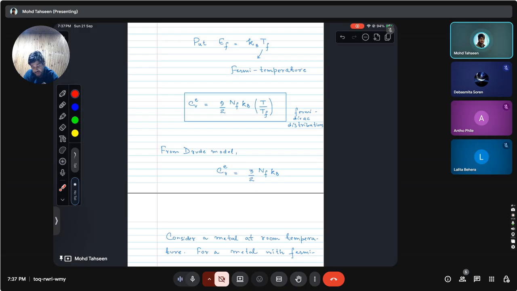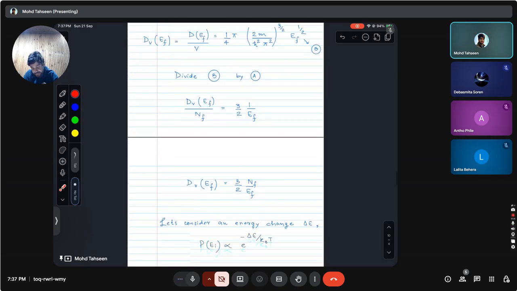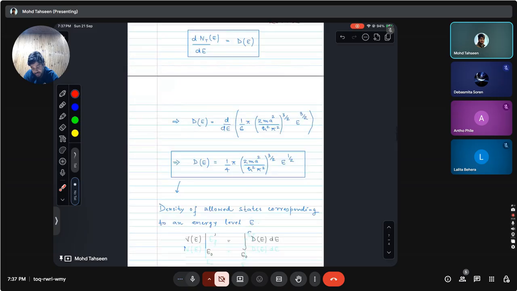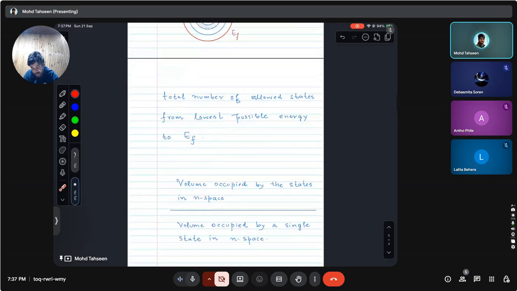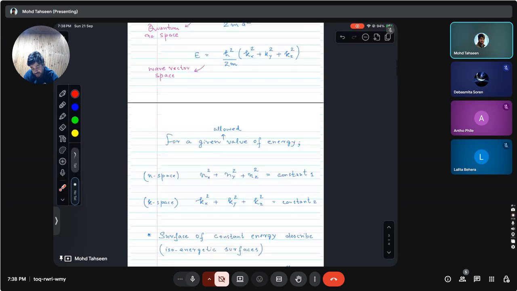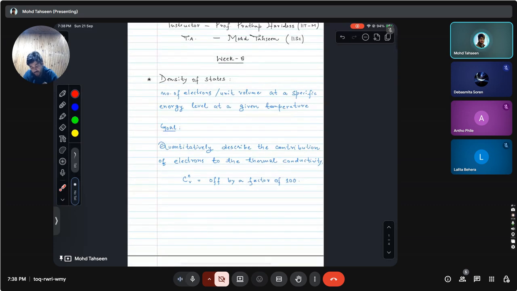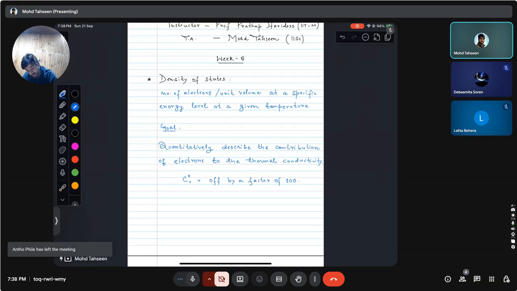Okay, and if we go back to the statement that we wrote here, what was the goal? Our C_V^e was off by a factor of 100 from what was calculated by the Drude model, right?